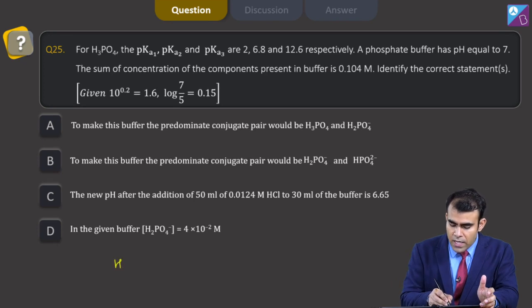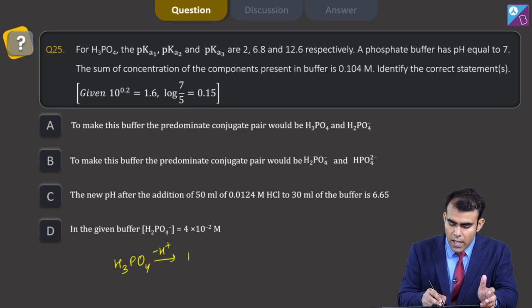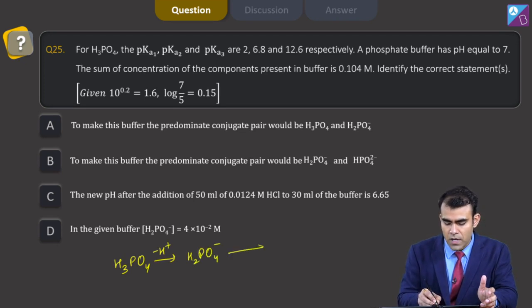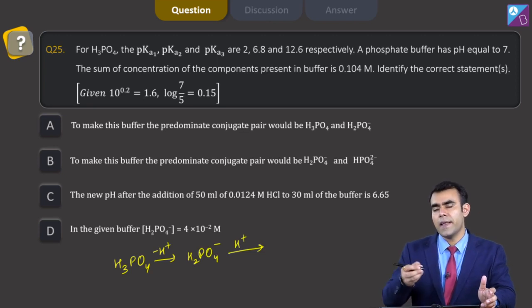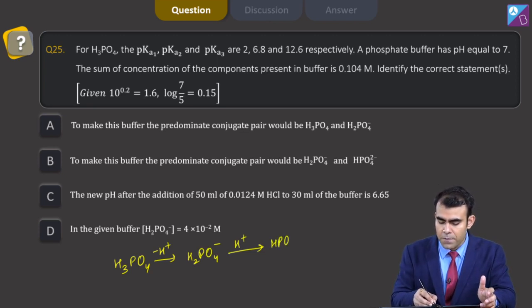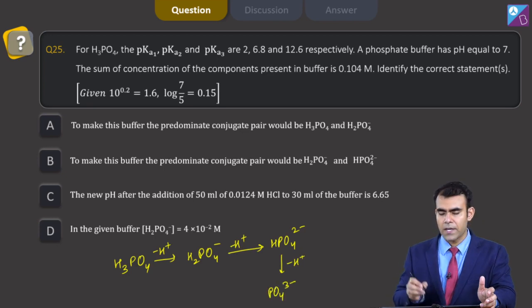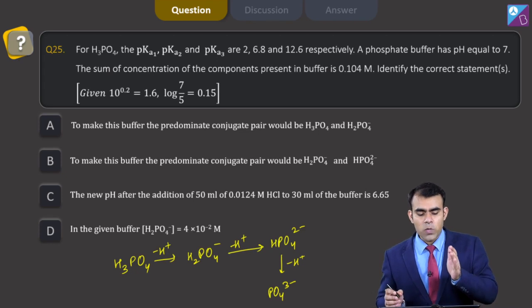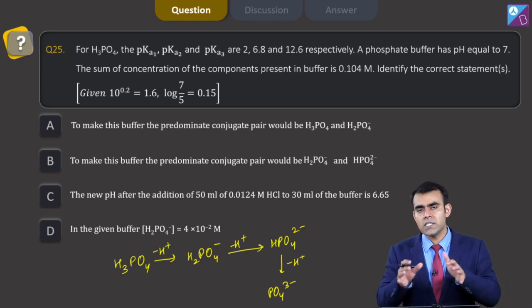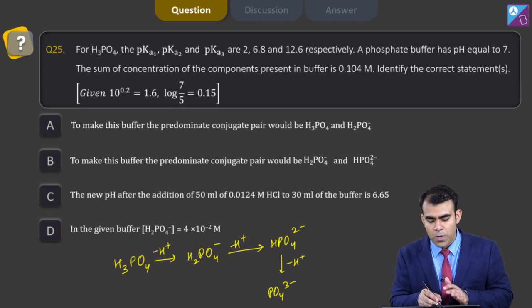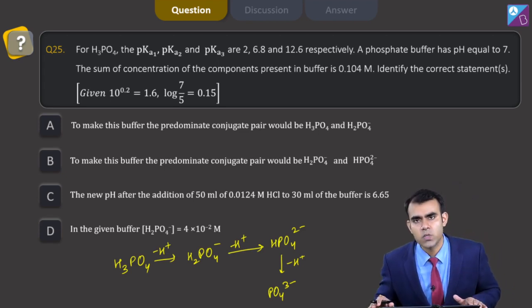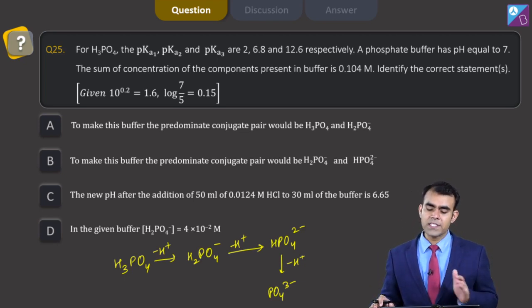We know that H3PO4 gives H plus and forms H2PO4 minus. Again it loses one H plus and forms HPO4 2 minus, and finally it removes one more H plus and forms PO4 3 minus. So these pKa1, pKa2 and pKa3 are given for these 3 acids, that is H3PO4, H2PO4 minus and HPO4 2 minus. Now after that we have been given a phosphate buffer that has pH equal to 7.